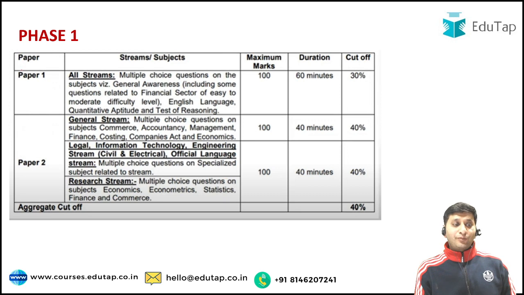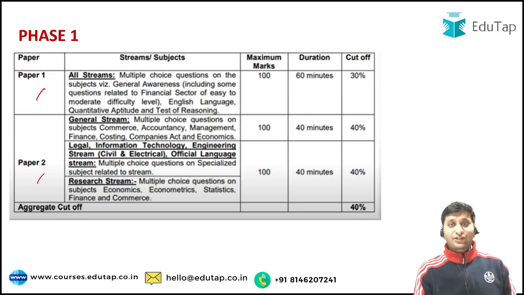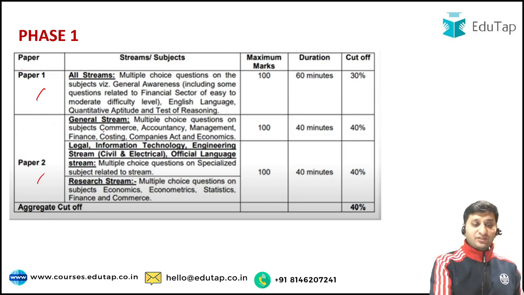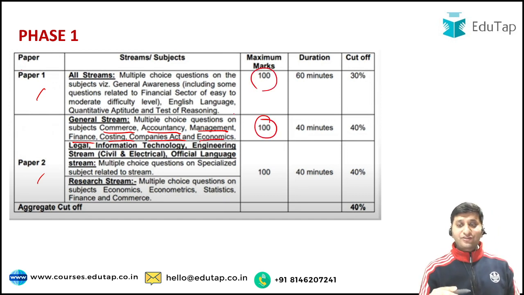सो फर्स्ट वी टॉक अबाउट फेज वन. अगर फेज वन की बात करें तो इसमें दो पेपर थे, पेपर वन एंड पेपर टू. पेपर वन बेसिकली कंसिस्टेड ऑफ क्वांट, रीजनिंग, इंग्लिश, जीए एंड फाइनेंशियल अवेयरनेस, एंड पेपर टू basically consisted of your subjects like commerce, accounts, management, finance, costing, companies act and economics. Both were of 100 marks as per the pattern announced by SEBI last year.